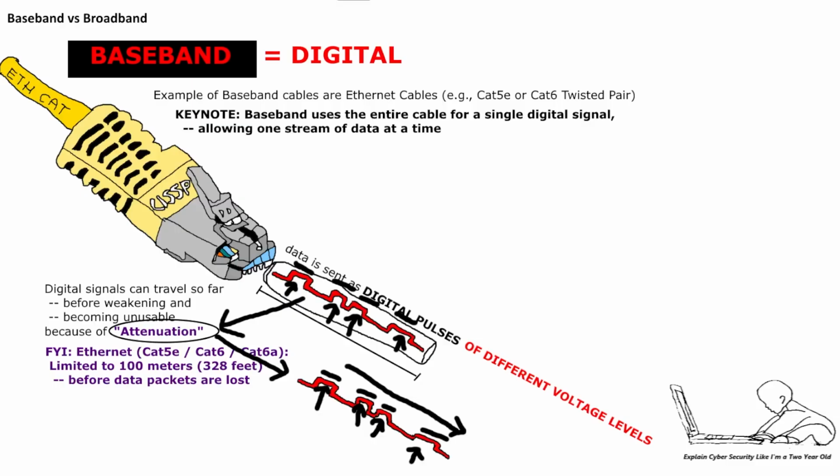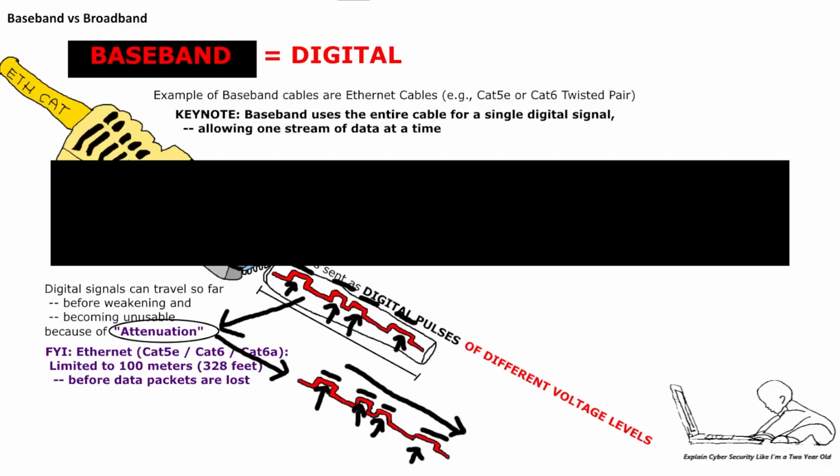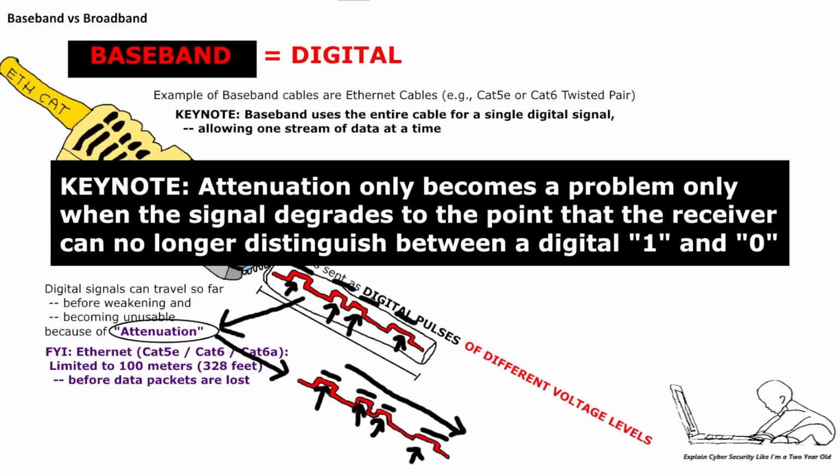So here is the key note about attenuation. The exact moment a digital signal becomes weak could happen at any time, but ultimately it does depend on the cable medium or type. For example, Ethernet cables are limited to 100 meters, that's 328 feet, at the point at which attenuation usually hits an Ethernet cable. Now the official definition of attenuation is it only is a problem when the signal degrades to a point that the receiver can no longer distinguish between a 0 or a 1, aka cannot read the data.